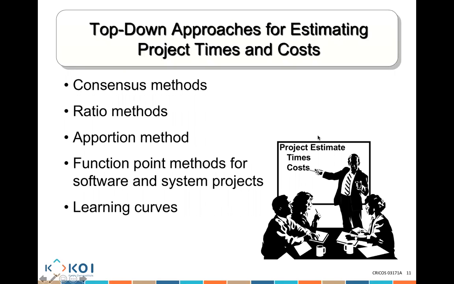The top-down approach to estimation, how do we do it? Guys, there's a consensus method, a ratio method, an apportion method, a function point method, a learning curve method, just to name a few. Consensus is where you put a number of people together in a room. It could be senior managers, and they'll say, all right, let's make an estimate for this specific project. They'll start discussing all of these details about the project and so on.